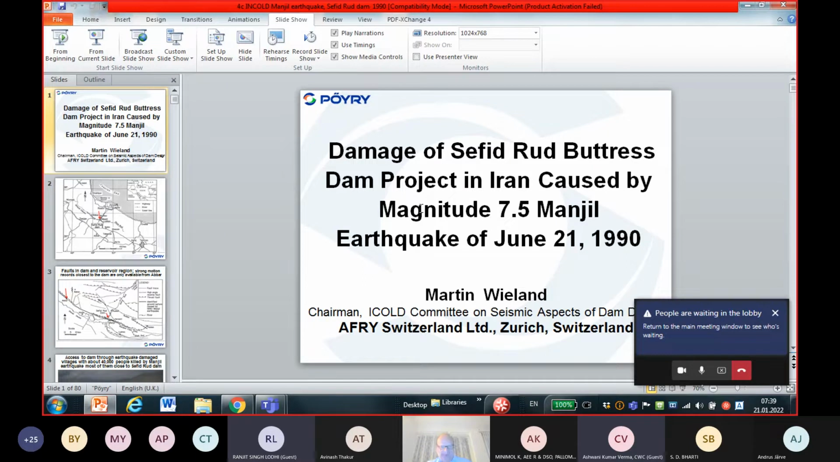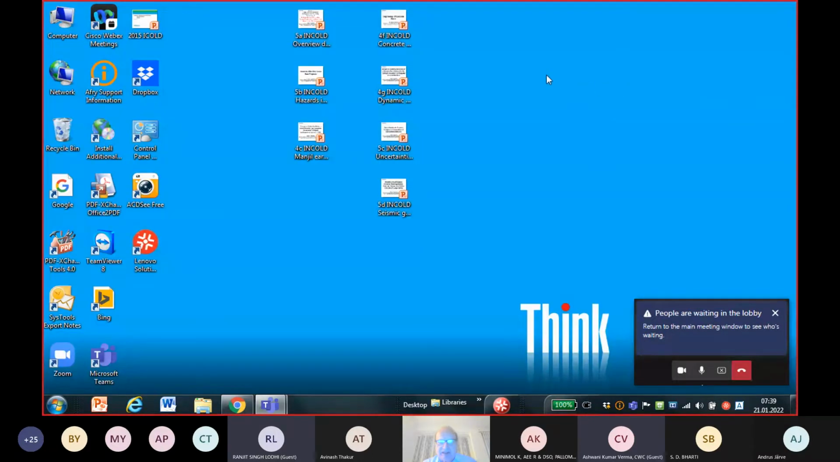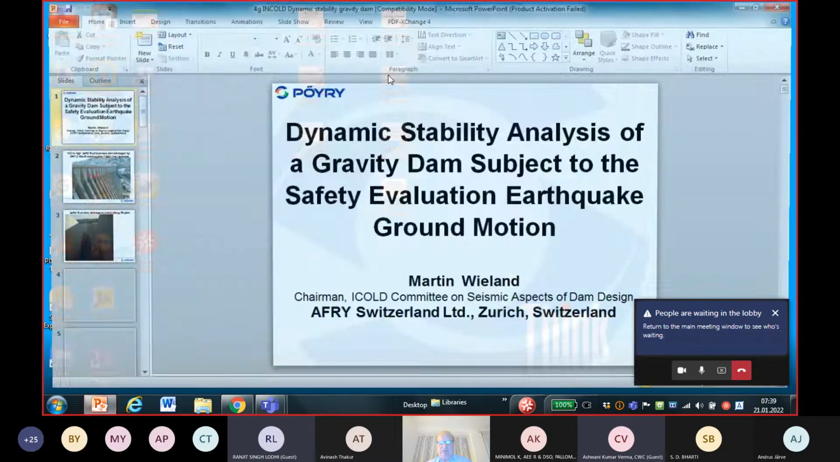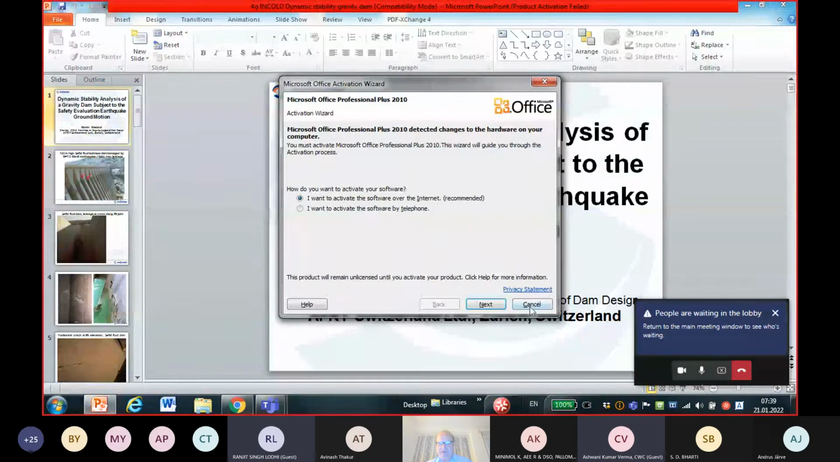Originally I planned to start with dam heightening, but instead of that, because it takes about 1 hour, I would like to first talk about dynamic analysis of a gravity dam. Okay, so I would talk about this issue first.